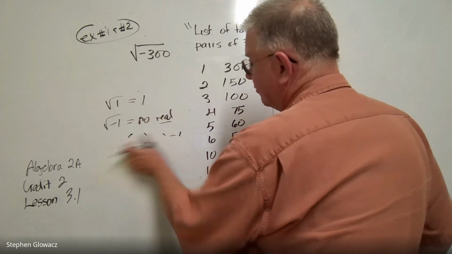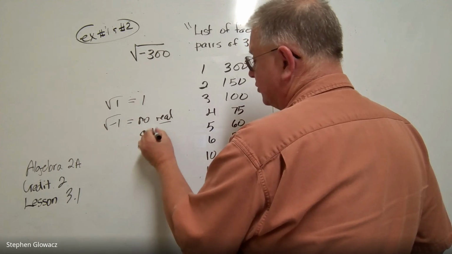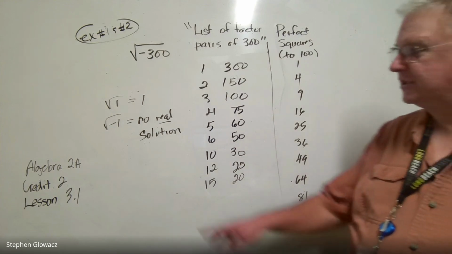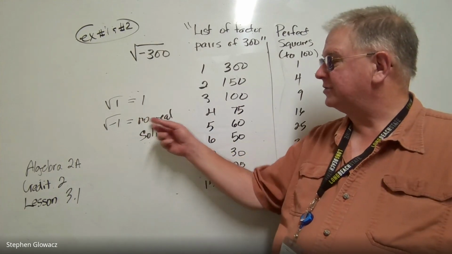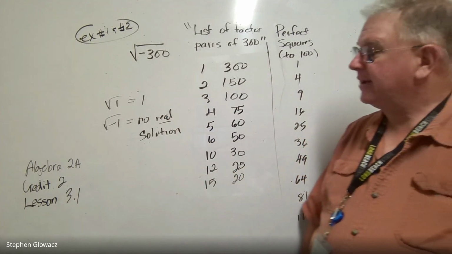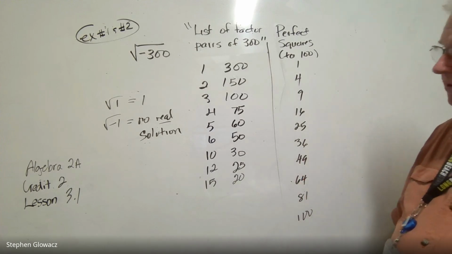There might be some other guesses, but what we come to realize is that the square root of negative 1 has no real solution. And if you listen to that answer, no real solution, you can see there's kind of a qualifier in there. It doesn't just say no solution. We say there's no real solution or no real number solution.